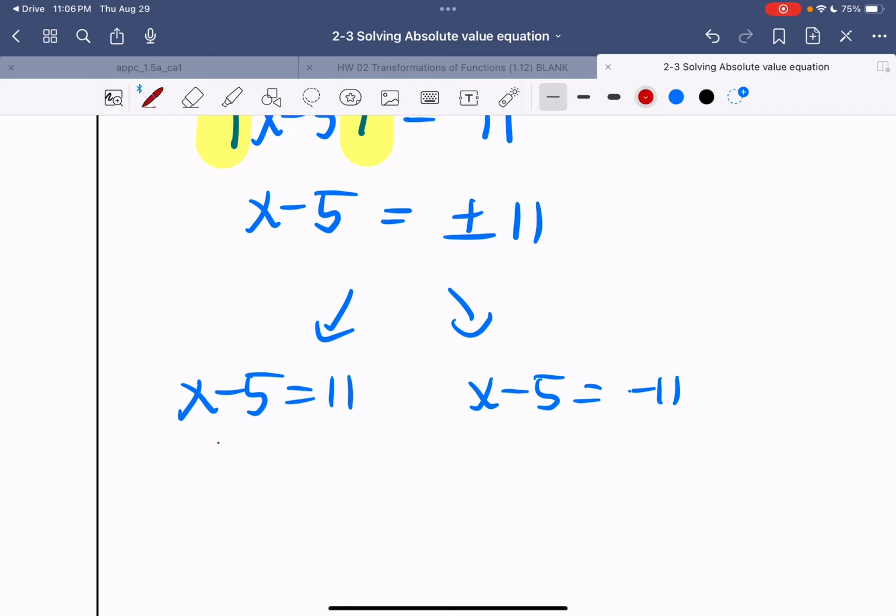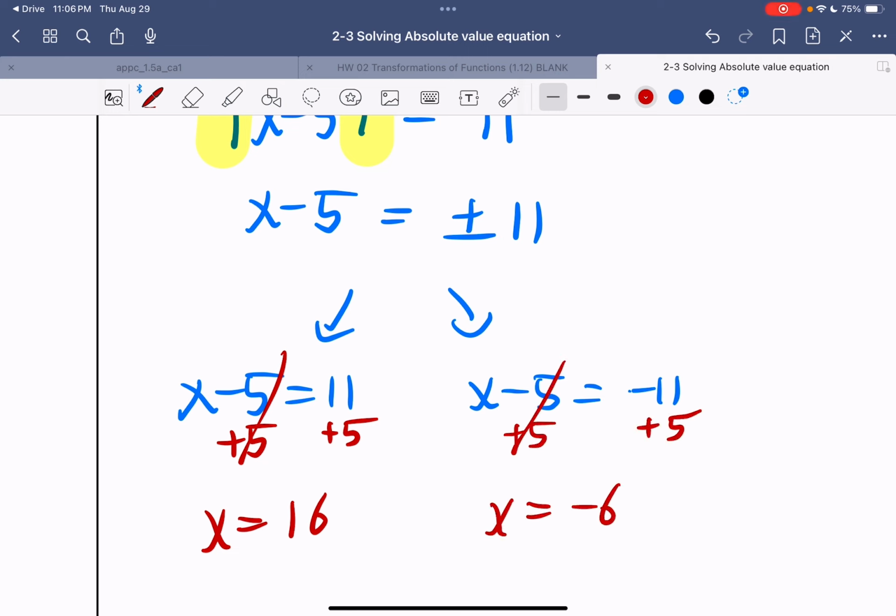And what you have to do is you have to do plus 5 both sides. So you're going to get x equals 16. If you do plus 5 both sides, you're going to get x equals negative 6.